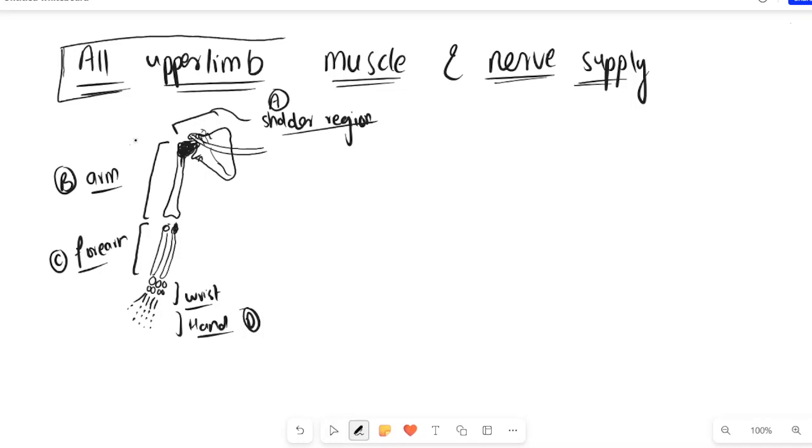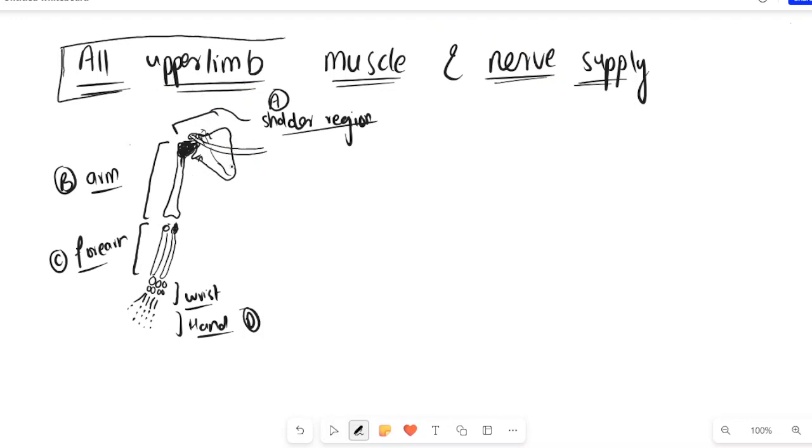So in this video we will discuss all the upper limb muscles and their nerve supply. You have to remember all the muscles and their nerve supply. This is very important in all exam aspects. In the upper limb, these are the most important topics.